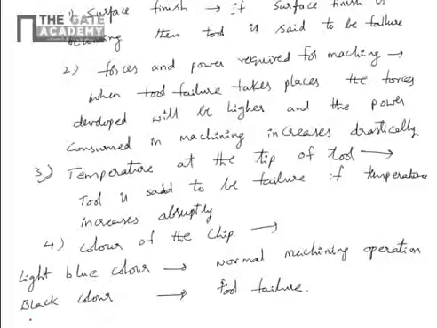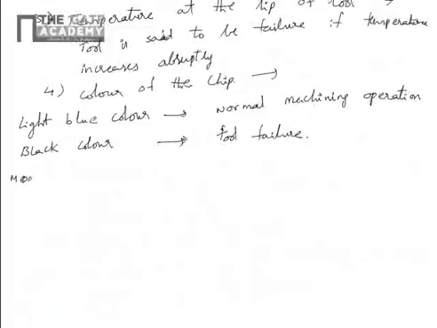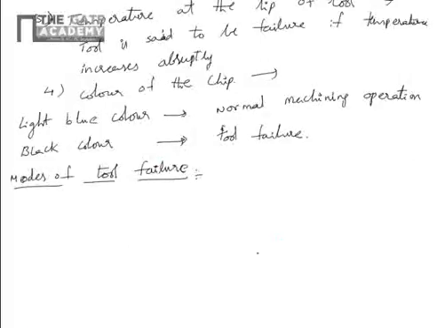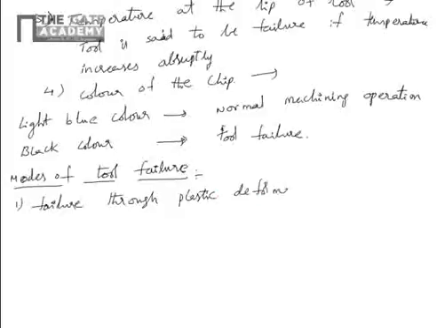Another method: modes of failure. What are the different modes of tool failure that are present? First one, failure through plastic deformation. Failure through plastic deformation is one method.